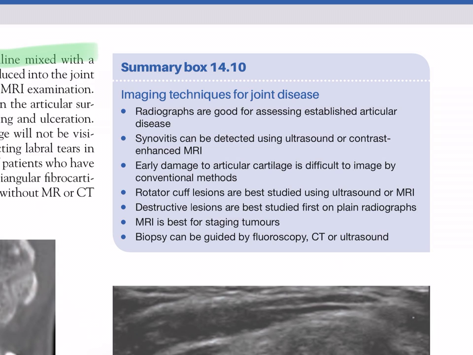Summary box 14.10: Imaging techniques for joint disease. Radiographs are good for assessing established articular disease. Synovitis can be detected using ultrasound or contrast enhanced MRI. Early damage to articular cartilage is difficult to image by conventional methods. Rotator cuff lesions are best studied using ultrasound or MRI. Destructive lesions are best studied first on plain radiographs. MRI is best for staging tumors. Biopsies can be guided by fluoroscopy, CT or ultrasound.